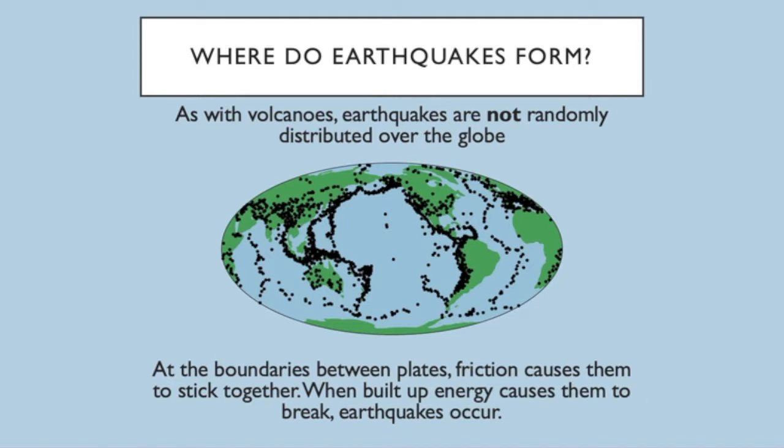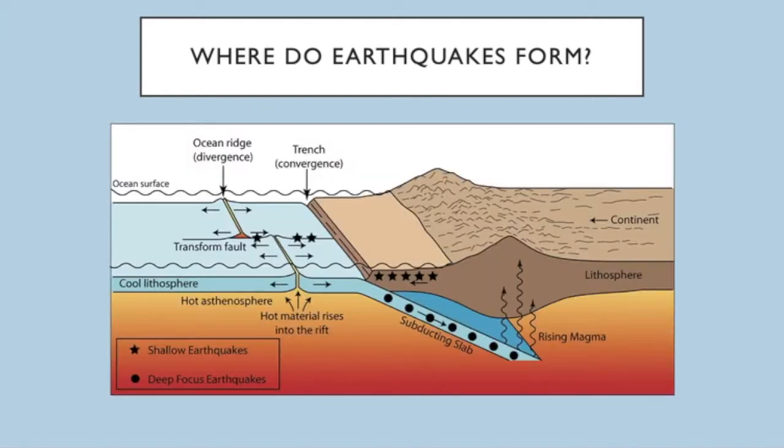The black dots on this map of the world depict where earthquake activity is occurring. You can see that, as with volcanoes, the earthquakes are not randomly distributed around the globe. Instead, they occur in linear patterns associated with plate boundaries. At the boundaries between plates, friction causes them to stick together. When built-up energy causes them to break, earthquakes occur. Movement and slipping along these types of boundaries can form an earthquake.